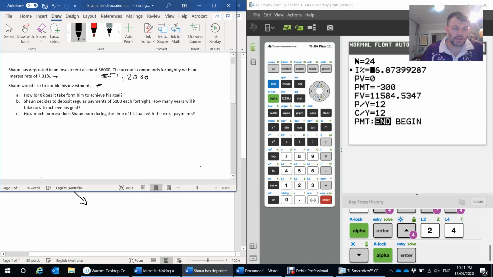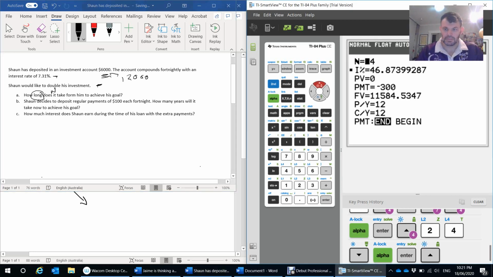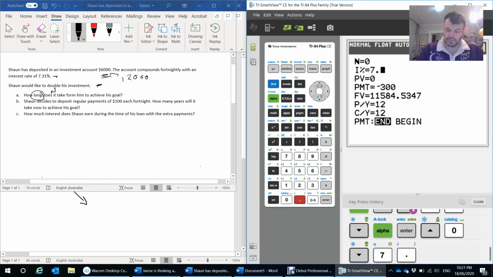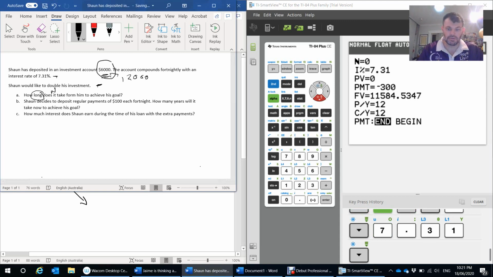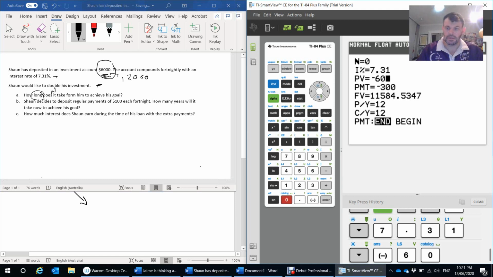So because we're asking how long, it means that we've got to find n. So let's come back over to our calculator, and let's make this 0 because we're not going to use it in this case. Our interest is 7.31. Our PV, well, because he wants $6,000, that's what we're going to put in our PV. But remember, we want it as a negative value. So negative 6,000. We don't need this anymore, so we can make that 0. We need to make this 26, okay?